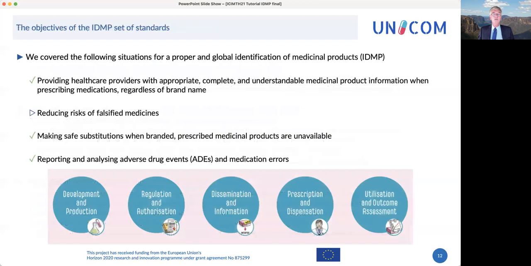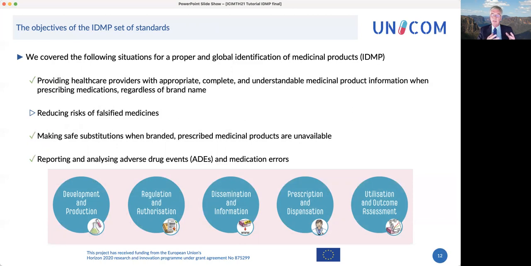So that's the story. What were the objectives of the IDMP set of standards? We covered most of them. I didn't go into reducing risk of falsified medicines very much, but I did cover the other ones. How does it help the doctor, the pharmacist? How do we make sure that we can have safe substitutions? And how can we help report and analyze these adverse drug events?